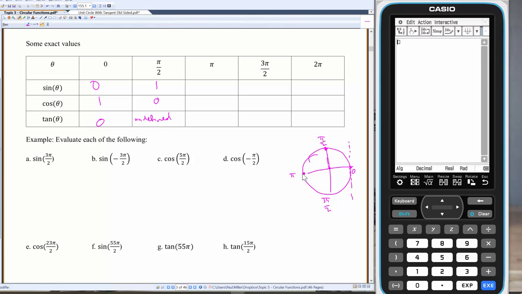All right, let's go over to pi. The sine dips back down to 0 at that point. The cosine is 1 as well, but it's on the negative side here.